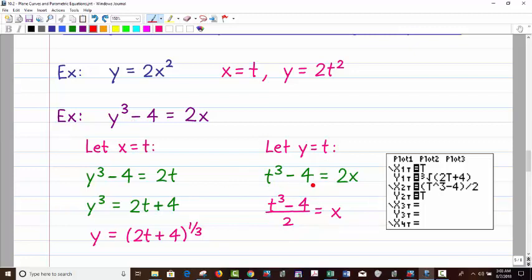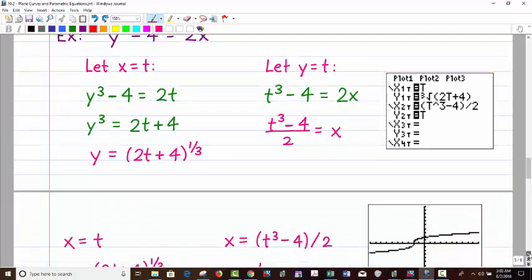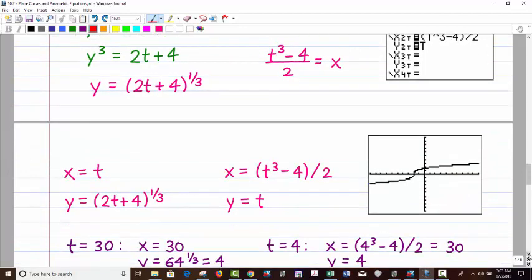Now for this one, let y equal t. So you have t cubed minus 4 equals 2x, and then (t cubed minus 4) over 2 will equal x. So that's also correct.